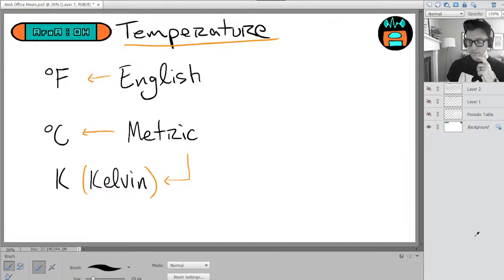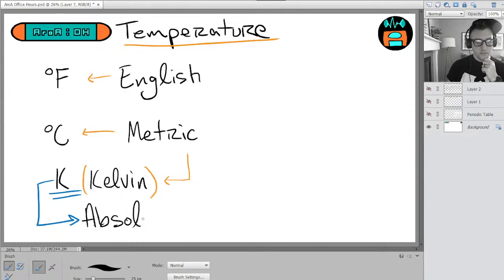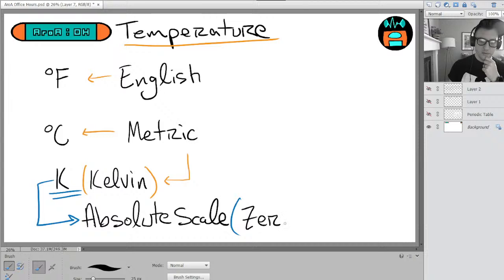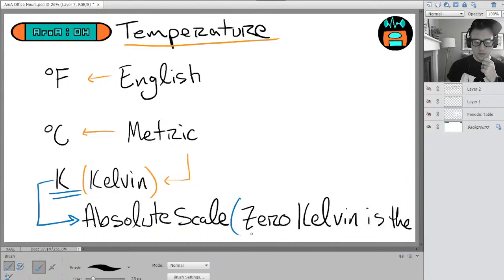The Kelvin scale is known as an absolute scale. It's an absolute scale, which means that 0 Kelvin is the absolute lowest temperature. All right, that's why it's called the absolute scale.